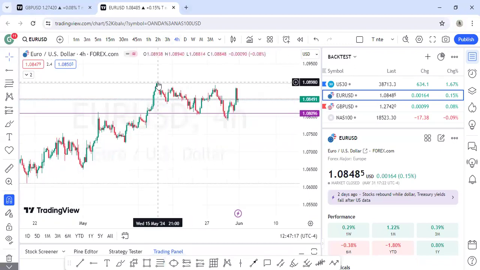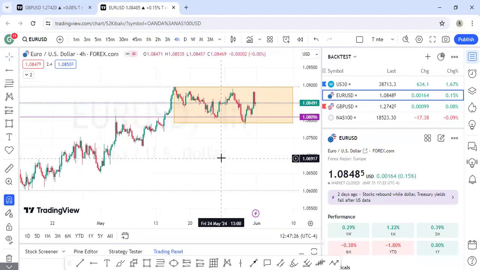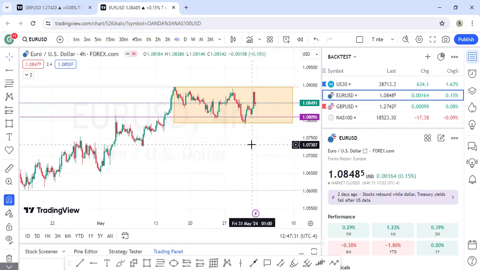Right? Now what is the market currently doing? The market is currently in a range, right? You can see it's ranging between this zone, right? So there's no real direction now. Possibly because of the month end. So let us see what the market is going to do in the coming week, right?